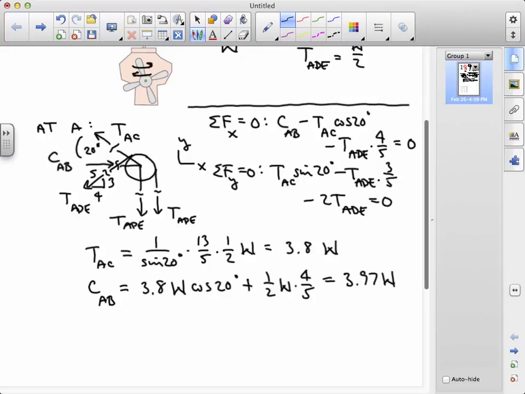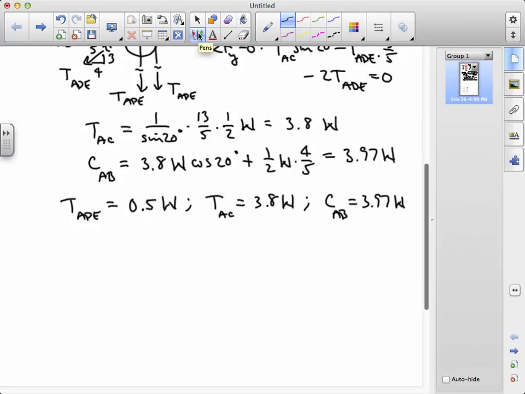In summary, we have TADE equals 0.5 W, we have TAC is 3.8 W, and we have CAB equals 3.97 W. The fact that these multipliers are all positive tells us that the directions of the forces sketched in the free body diagrams are correct. In particular, member AB is in fact in compression.